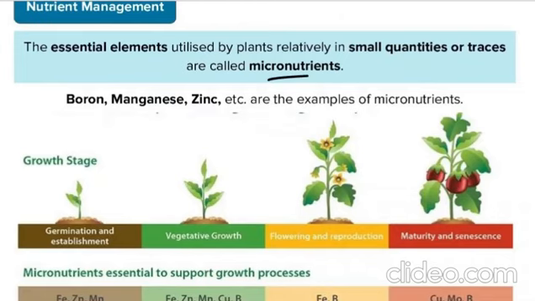For example, boron, manganese, zinc are examples of micronutrients. They are needed in the growth stages: germination and establishment, vegetative growth, flowering and reproduction, and maturity and senescence. Okay, these micronutrients are used there.